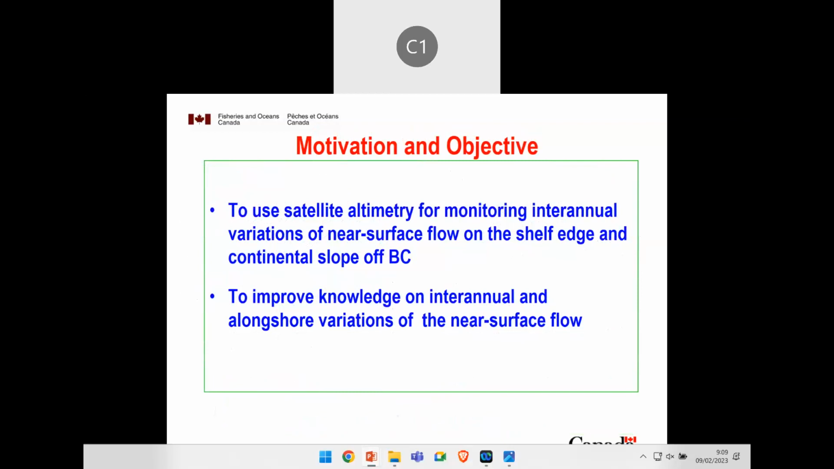As I mentioned, long-term monitoring of ocean currents is really limited for this region. So the purpose of this study is to use satellite altimetry to observe long-term variability of ocean currents and hopefully provide some useful information for state of the ocean reporting in support of ecosystem management. We also want to improve our knowledge of interannual and alongshore variation of the near-surface current.